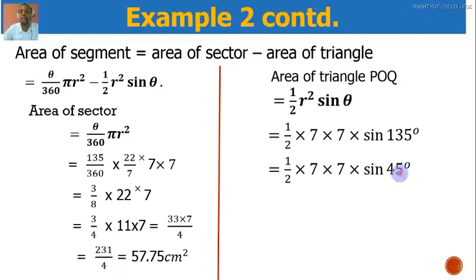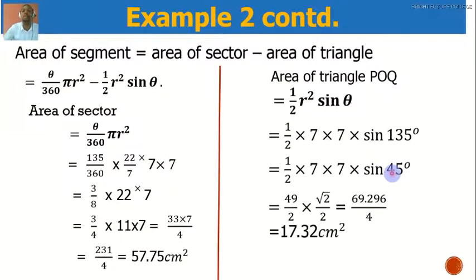Now sine 45 is the same thing as sine 135, since they are supplementary. That is, they sum up to 180, so they give the same value. Since it's very possible to get sine 45, that's why I'm using sine 45 here. Sine 45 is a special angle.